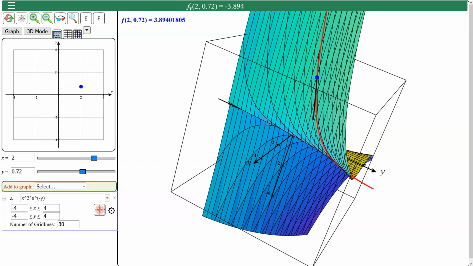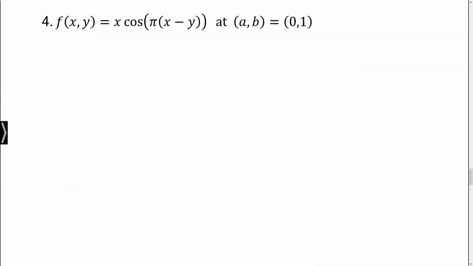Right, it's decreasing. Okay, let's go to the next one. Okay, we've got one with a trig function here. This is x times cosine of pi times x minus y. So, partial with respect to x.